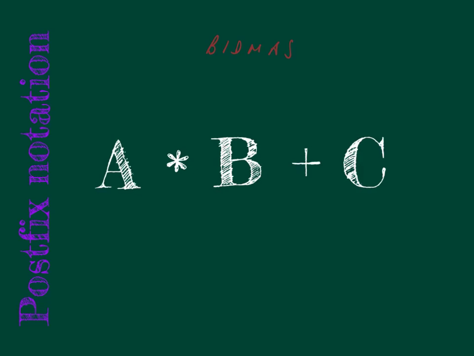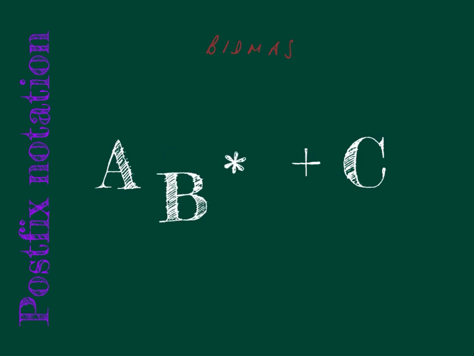But the way that you do postfix is you start with the first identifier, and in this case that's A, and then you have the second identifier, so in this case that's B, and then you have the operator. So what was A multiplied by B, because that's the first thing we're going to change, becomes AB multiply.